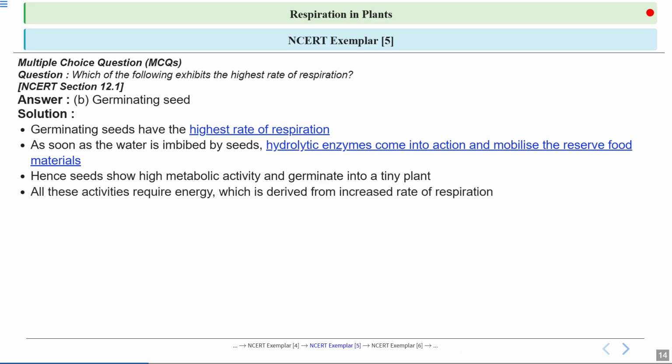Now, all these activities, that is breaking down food, cell division, growth, all of these processes require energy. And this energy comes from the increased rate of respiration that happens during germination.